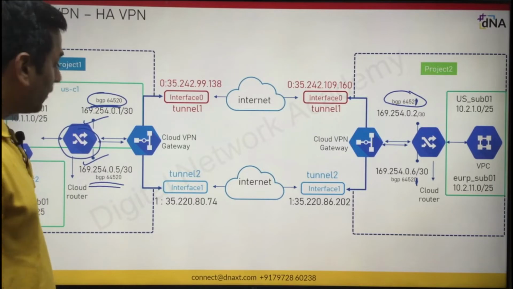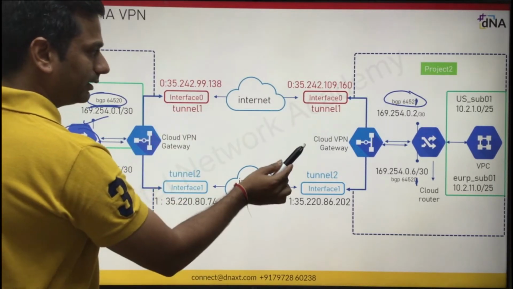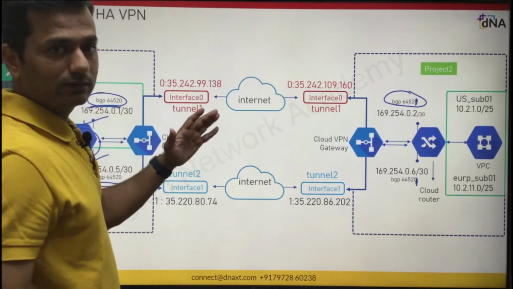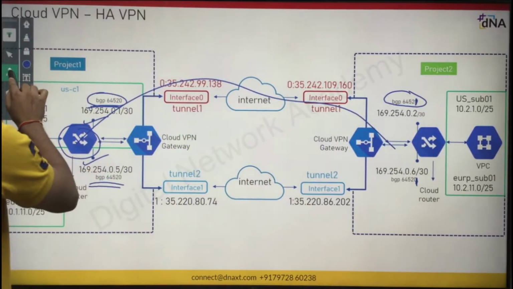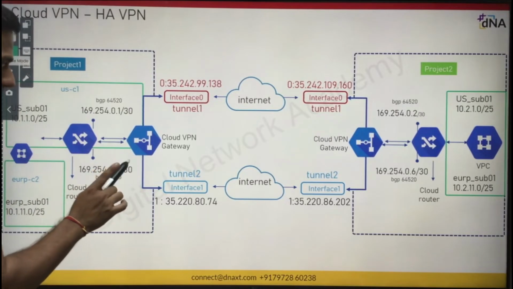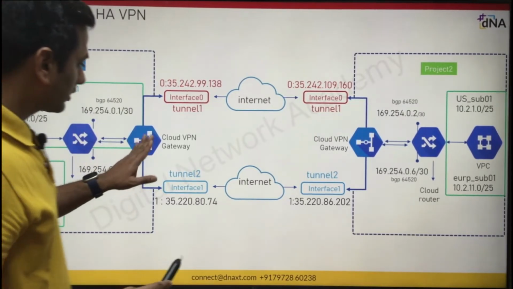Clear? Now, once your tunnel is up and you have configured the BGP, under that tunnel these two routers will establish a neighborship. 100%, these two routers will establish a neighborship. So now you are clear about the cloud VPN gateway.